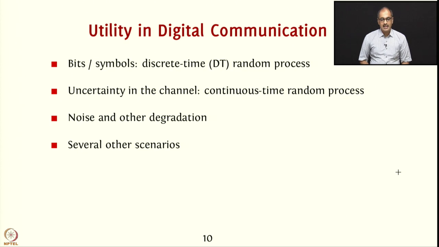So how do we use these in digital communication systems? The bits or symbols that you communicate are essentially discrete time random processes. Then, as we discussed, uncertainty in the environment gives continuous time random processes, because as you move, the environment changes, the impulse response can change, and this is also modeled as a random process. There is, of course, noise and other forms of degradation that are also not known a priori and change in unexpected ways, and several other scenarios that can occur in your design are all treated as random processes. For the purposes of our discussion, we will be handling many of these and how to overcome them using our practical design.